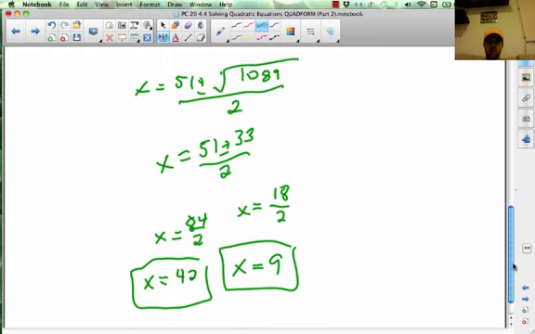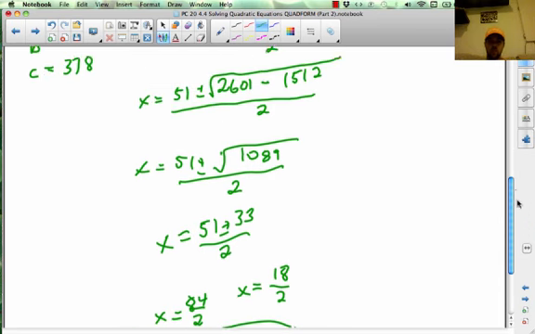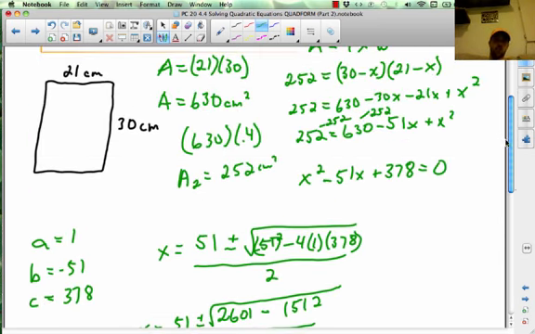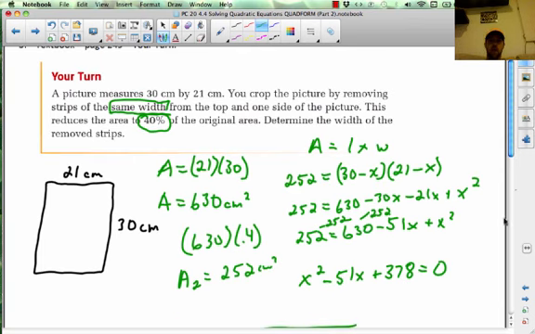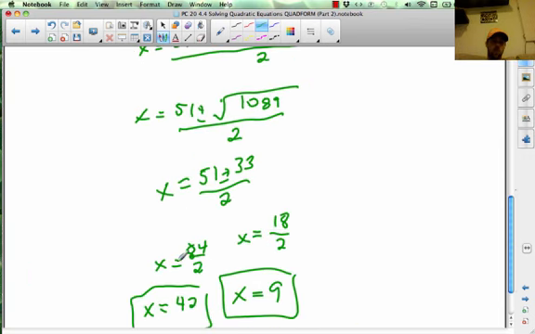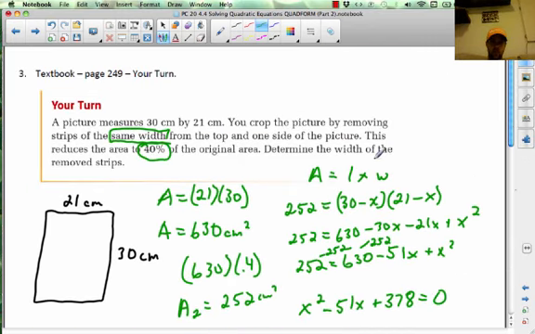Now we have to check whether these answers are reasonable, and I've already hinted that the first one is not. Here's the reason. x represents a width that we are shaving away from each side, the top and one side of the picture. So if we shaved away 42 centimeters, we'd have no picture left. That's impossible. We don't even have that much to shave away. So we have to reject this answer, and this is the only one we can accept. x equals 9, so that's what we're going to shave away from each side. So that's the answer to this problem.